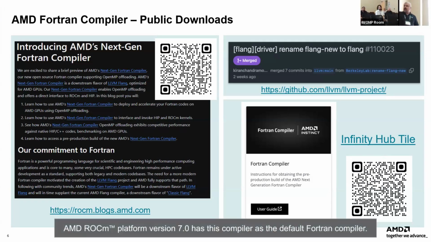Okay, and like I said, ROCm 7, which was released, I think, 3 weeks ago, has this compiler now as the default Fortran compiler. It still ships the old stuff, but you now need to really work hard. Well, not hard, but you need to work to basically get the old compiler instead of the current compiler.